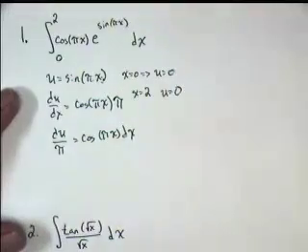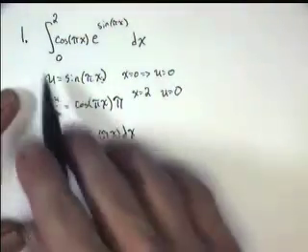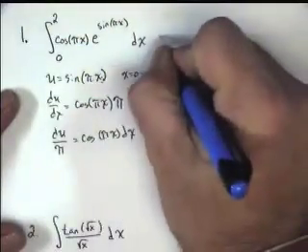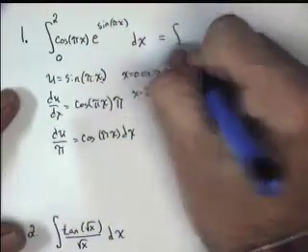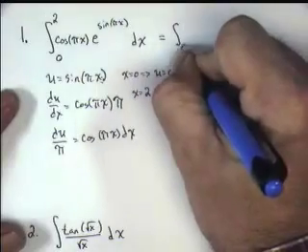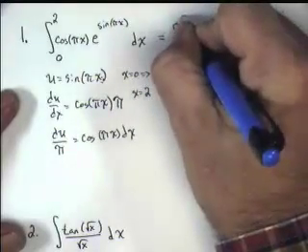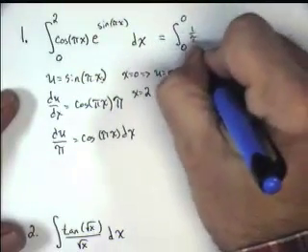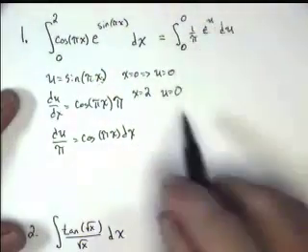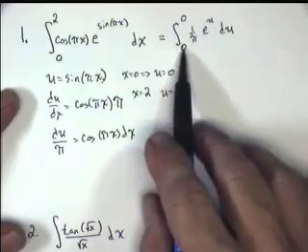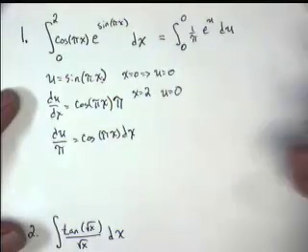Well, here's an interesting situation. I don't even have to do any more work. We certainly could plug these in and find out, but what do we have? We have the integral from 0 to 0 of 1 over pi times e to the u du. What's the integral from 0 to 0 of anything? It's going to be 0.